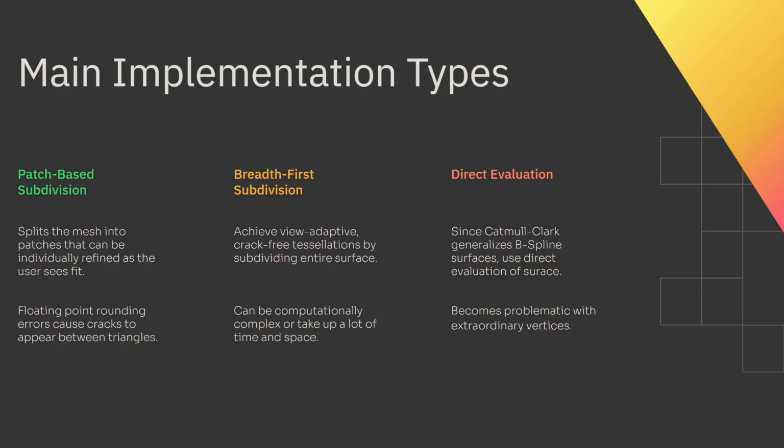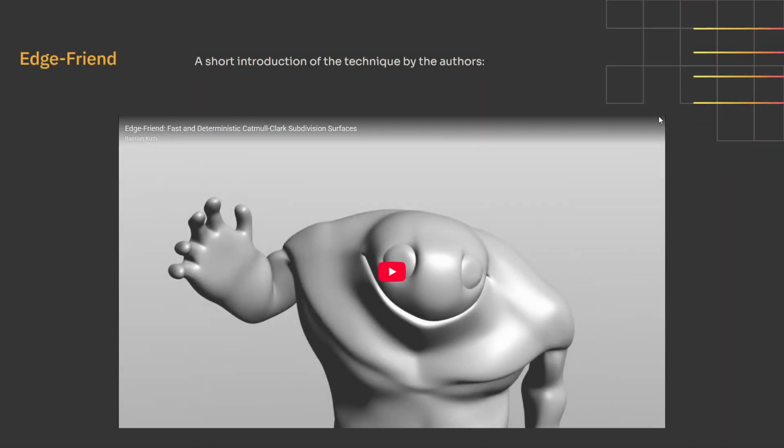Breadth-first subdivision can achieve view-adaptive crack-free tessellations by subdividing the entire surface all at once, but it can be computationally complex or take up a lot of time and space. And then there's direct evaluation. Since Catmull-Clark generalizes the bicubic B-spline surfaces, you can use direct evaluation on these B-splines to come up with the surface. This becomes problematic, though, with extraordinary vertices and other types of strange surfaces. So yes, breadth-first subdivision is the way to go here.